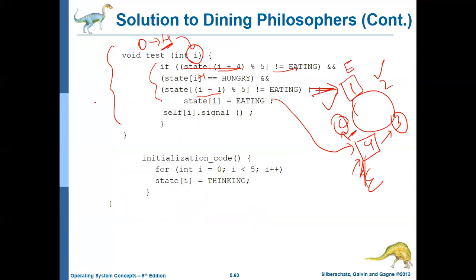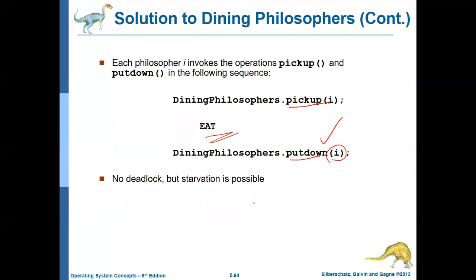And this we already know, what the test is. Now this is the initialization code. What is the initialization code? The state has been assigned, or initialized, as thinking for all the philosophers. For I equal to 0 till the fifth philosopher, all the states from 0 to 4 have been set as thinking. That is known as the initial state of the monitor.